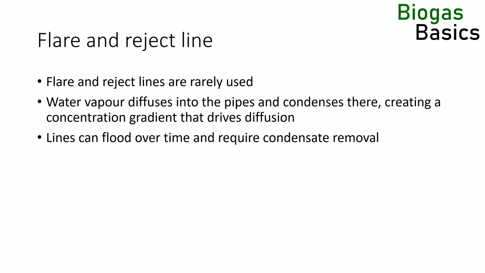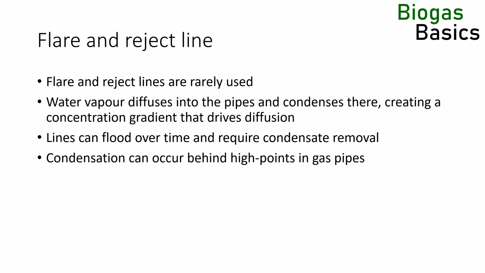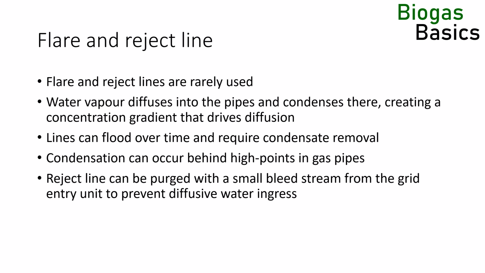Flare and reject lines should tap into a gas pipe from above to minimize condensate formation, but some condensate will still form in the section behind the high point. Reject lines can be purged with a small biomethane bleed stream, for example a sample gas stream. The stream will be in the region of several liters per hour. The biomethane is dry, and its convective transport negates the diffusive ingress of water vapor.